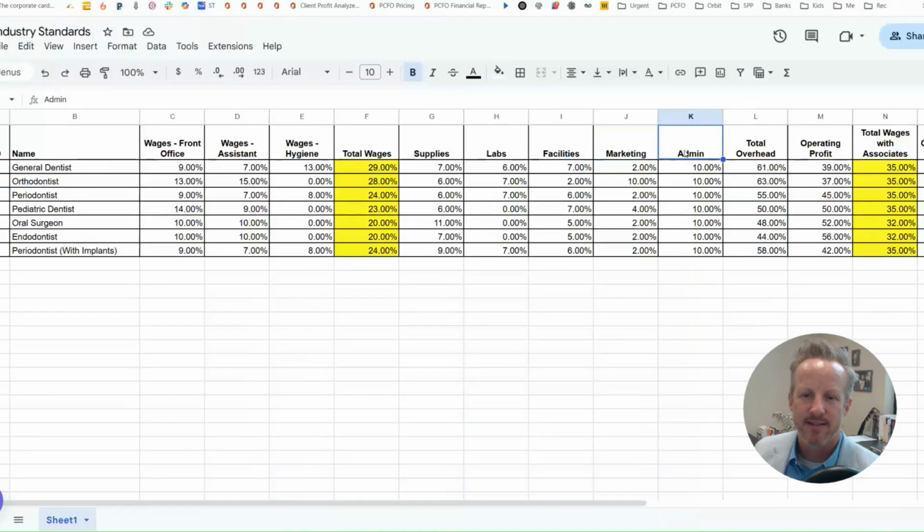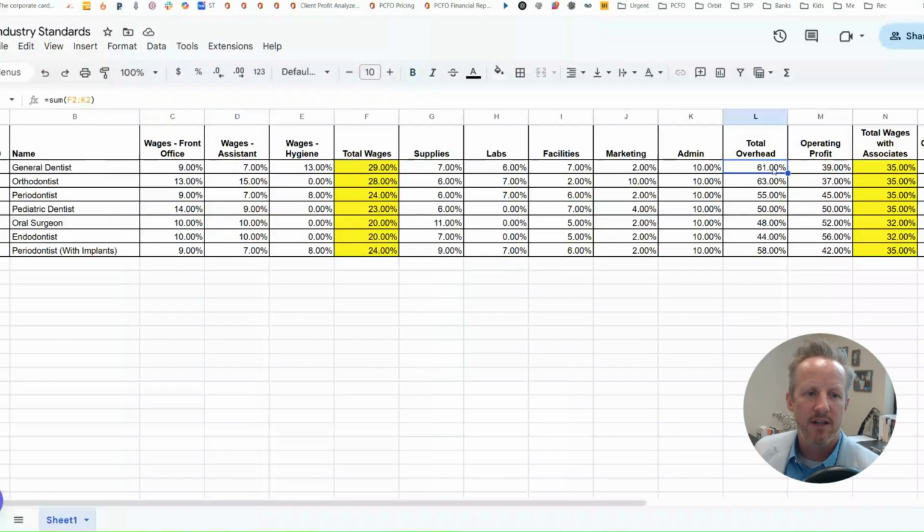All right, admin. This is the last category. I've got pretty much 10% across the board, and that's going to be for all that other stuff: your website, your accountant, your attorney, bookkeeper, your phone costs, your utilities, your scrubs. All that adds up to about 10% of your collections. So if you collect $100,000 on average, I would expect about $10,000 a month to cover all of those other items.